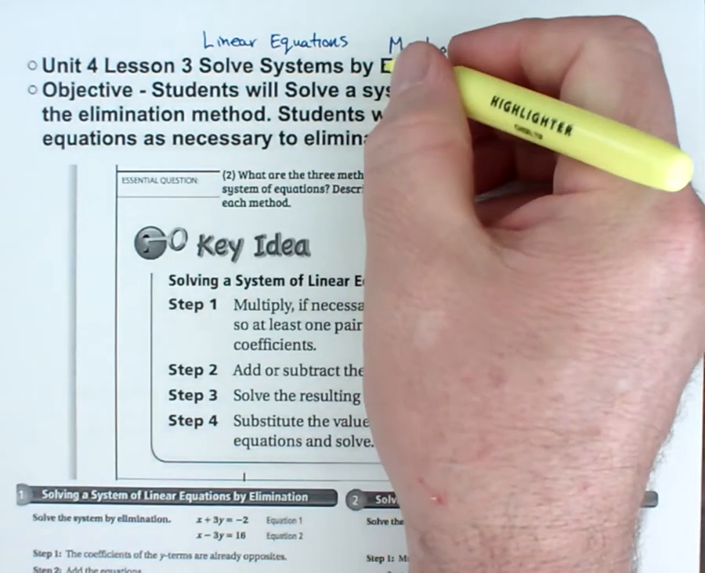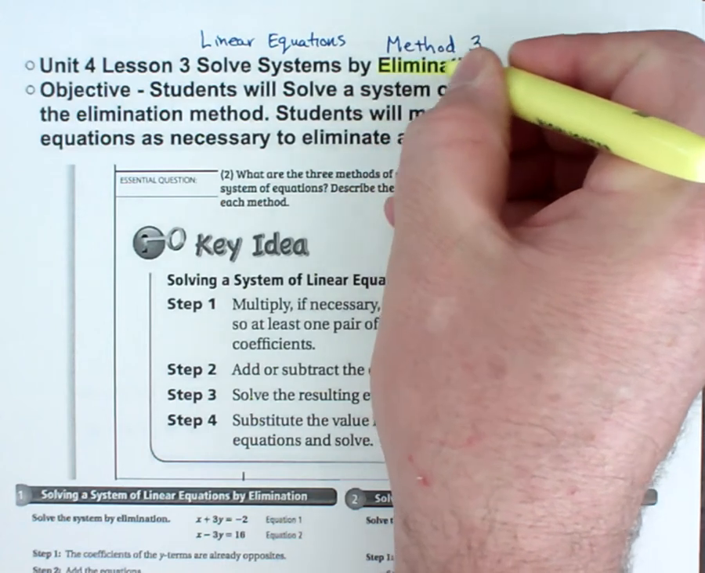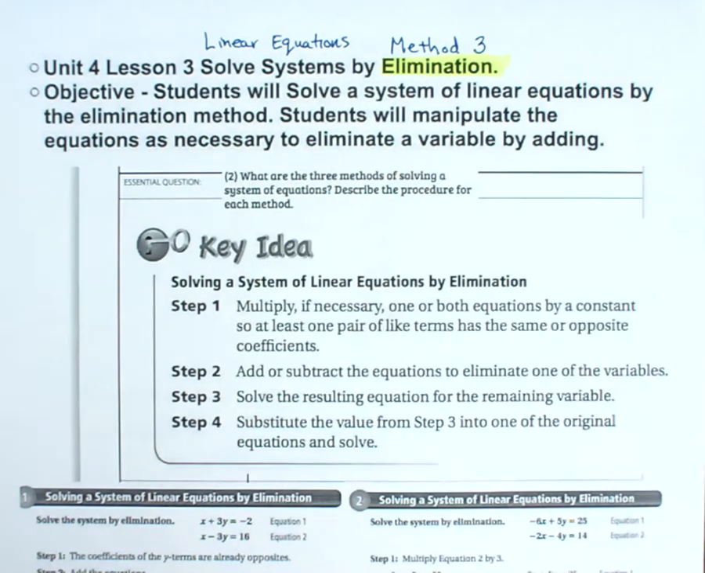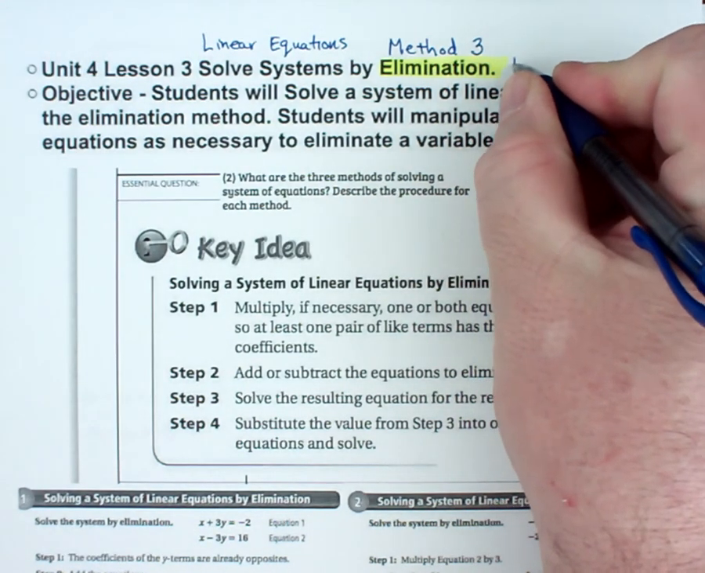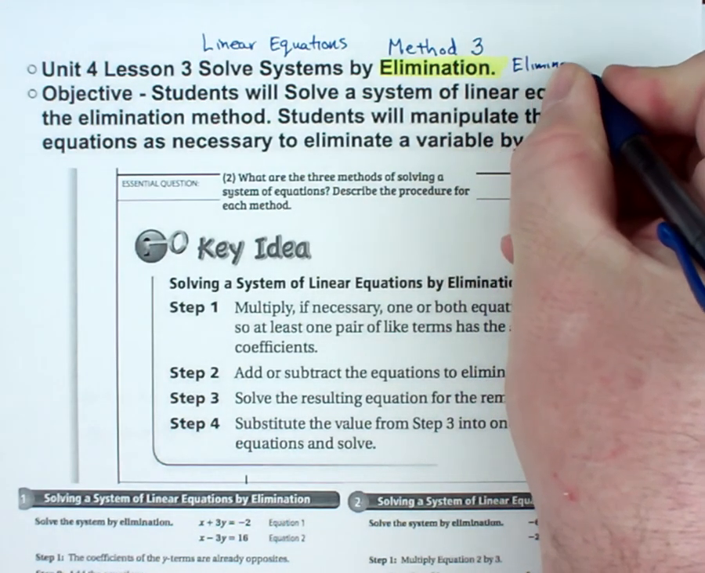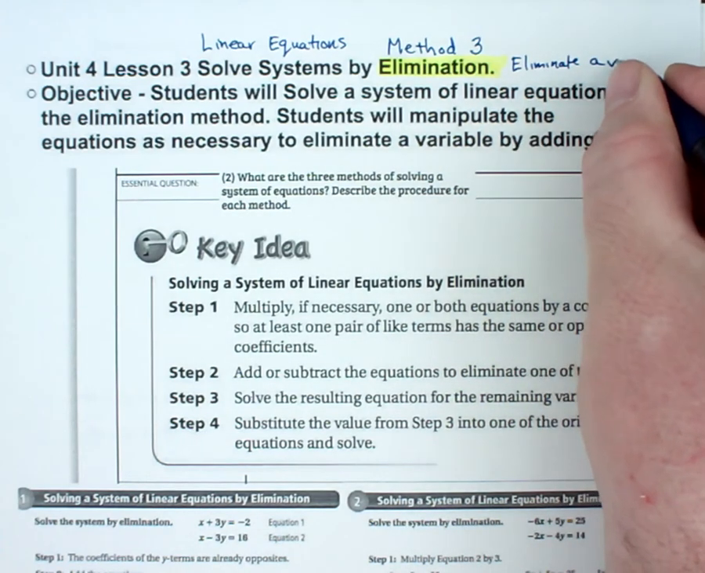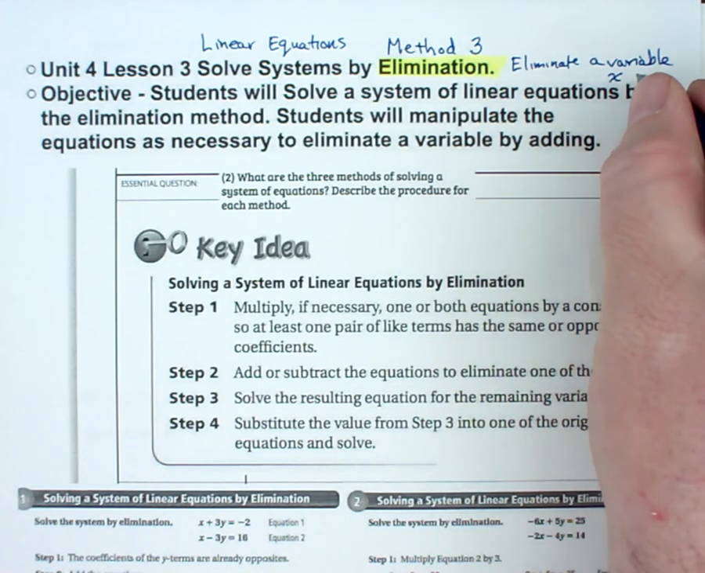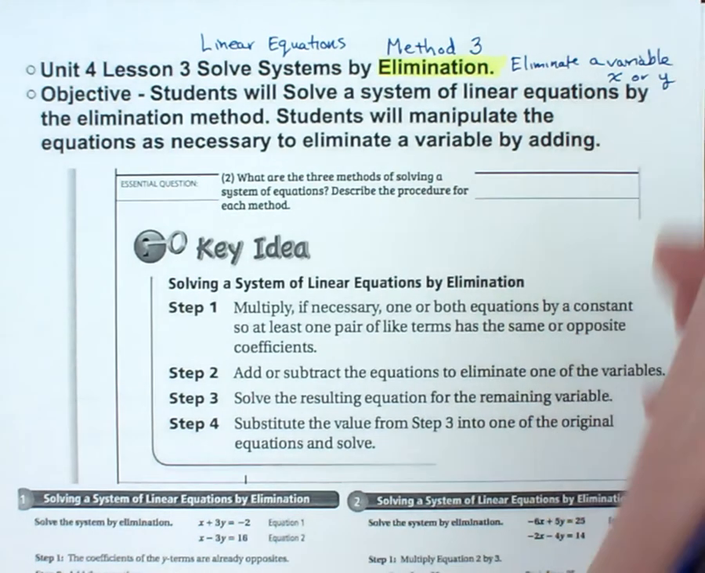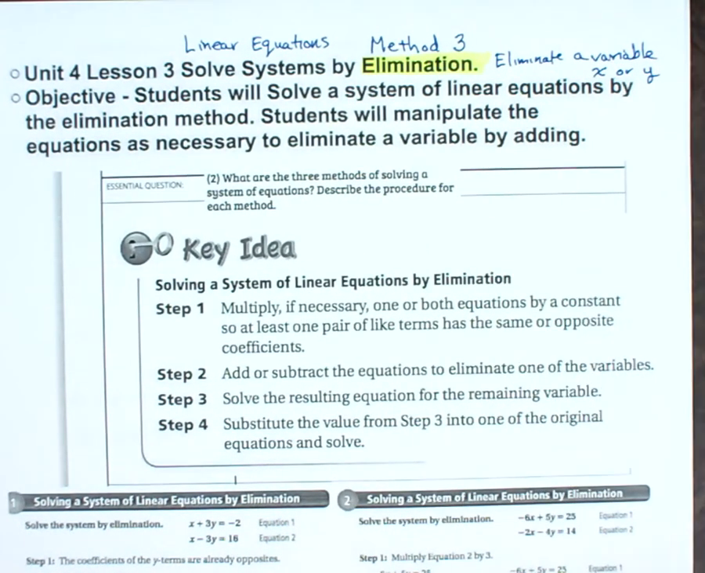So the word elimination means to get rid of, and so we're going to be getting rid of an x or a y. We're going to be eliminating a variable. Typically our variables are x or y, but they can be other letters besides that.